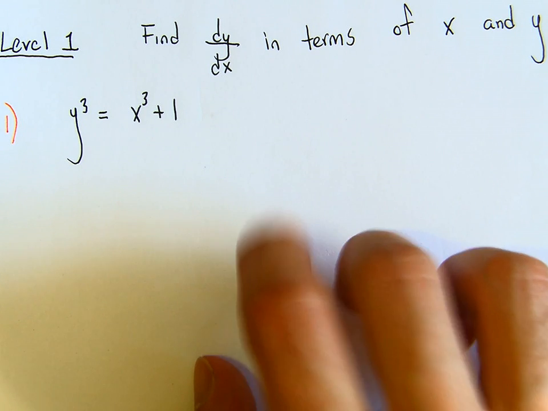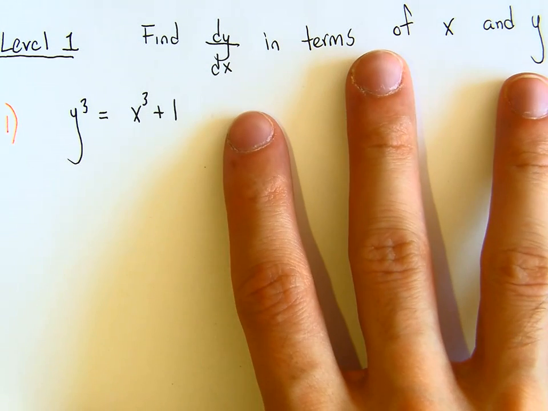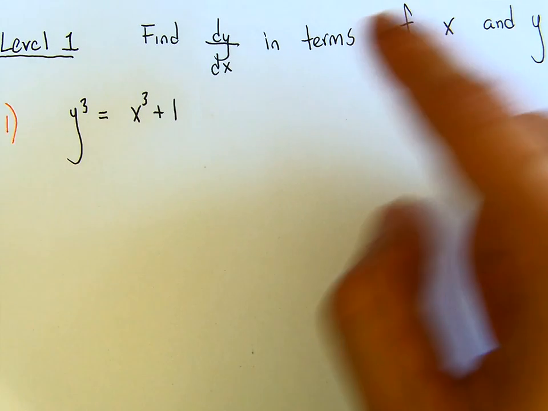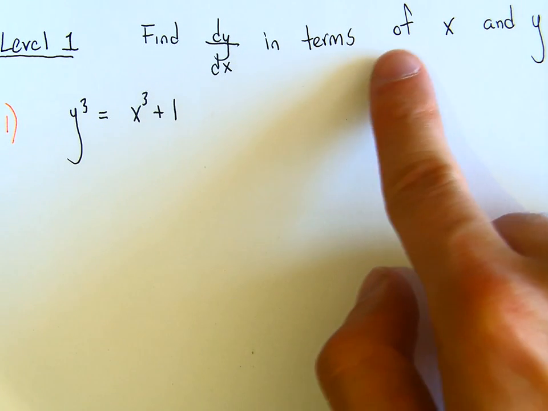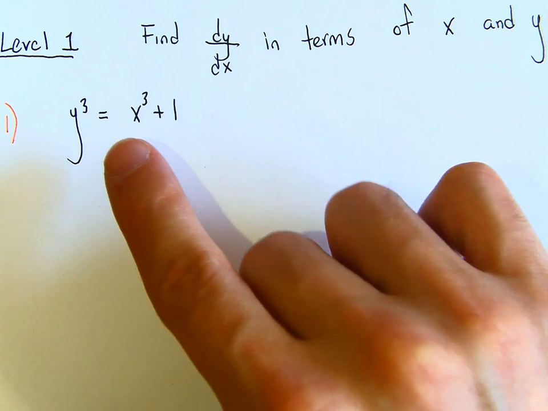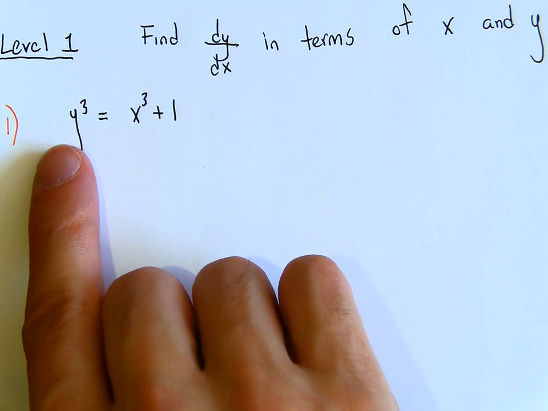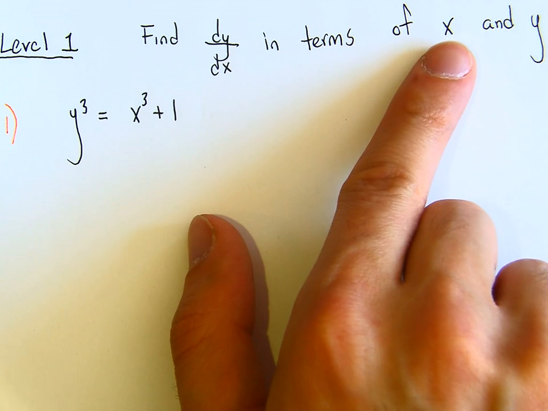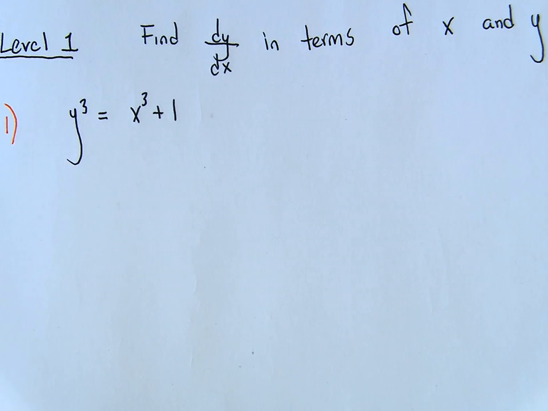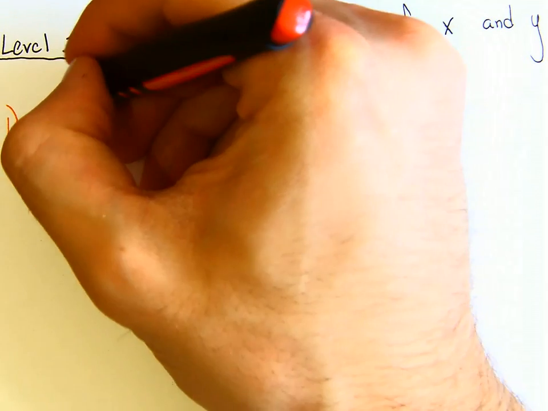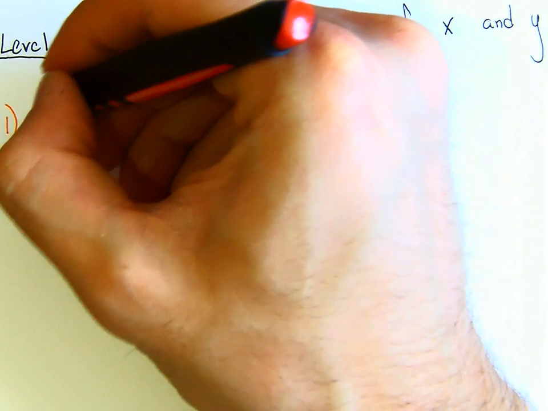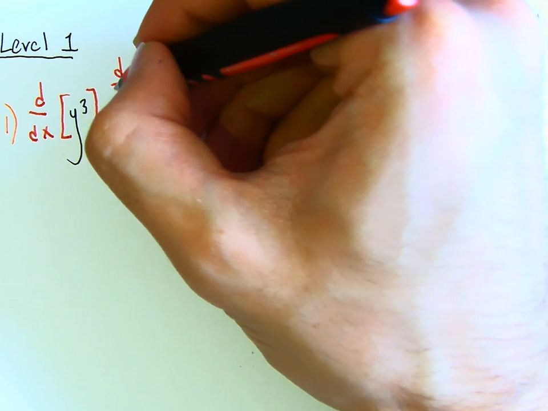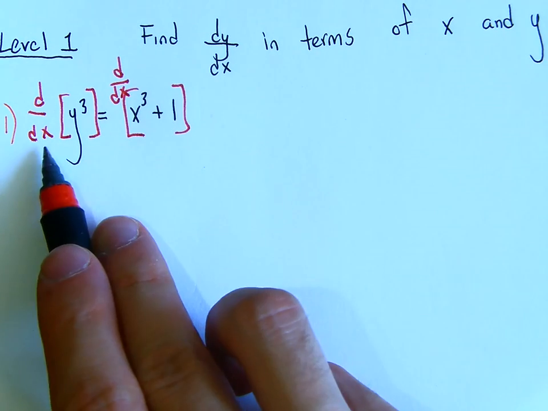Let's do this. Review of implicit differentiation. For the first level, it says find dy/dx in terms of x and y. So what are we going to do? We're going to take the derivative of both sides with respect to x, and we're going to get this dy/dx by itself. So the first move is, let's take d/dx on both sides.